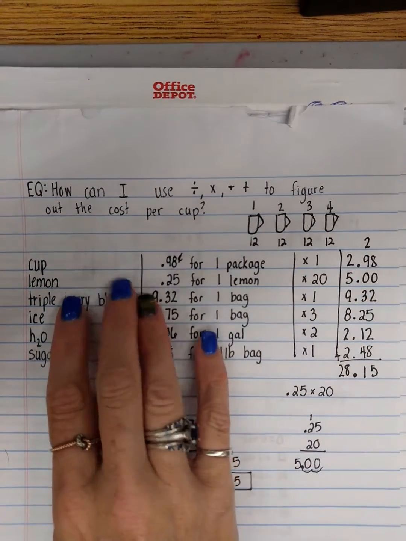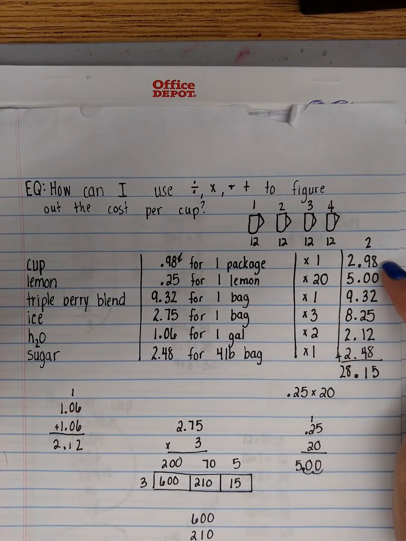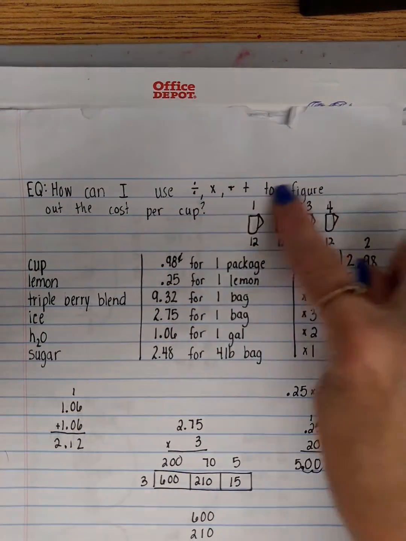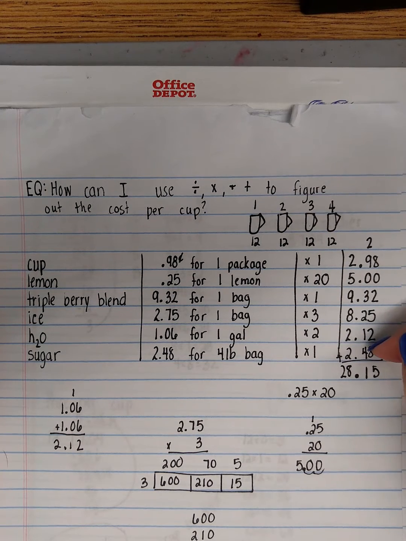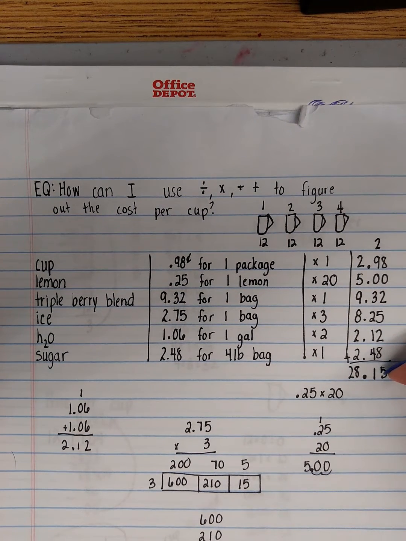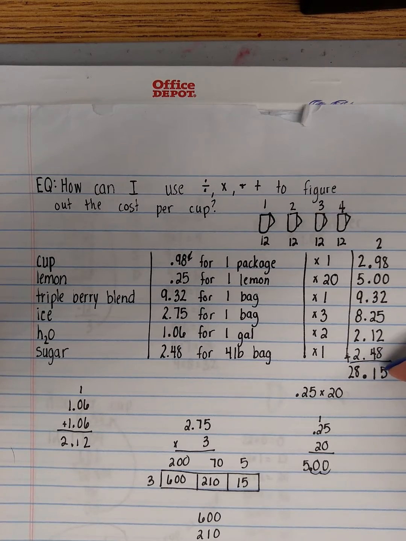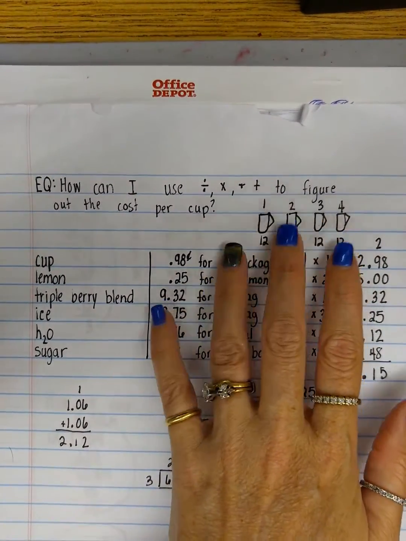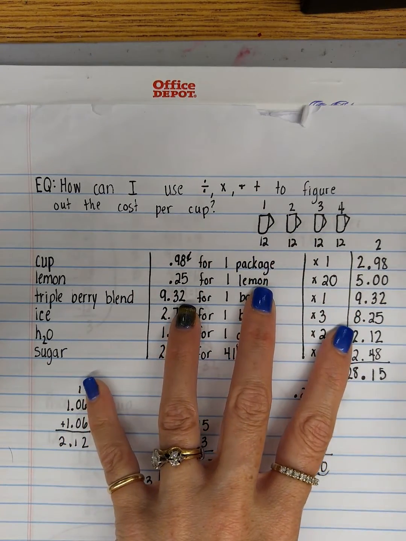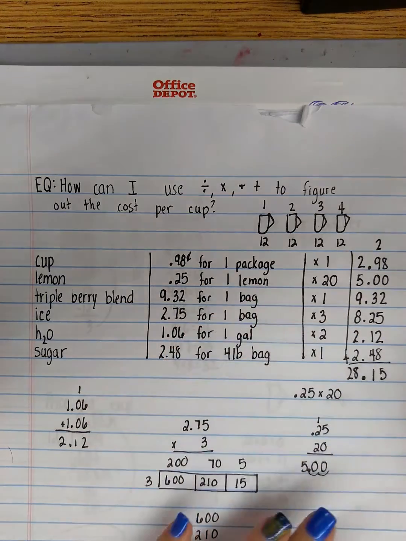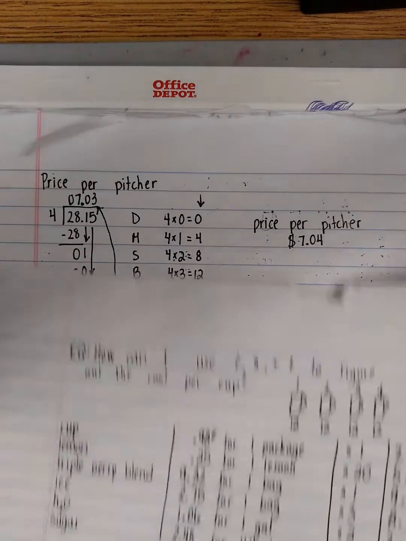Once I have figured out the cost of each consumable item that would cover 4 pitchers, I then add them all together. 98 cents, $5, $9.32, $8.25, $2.12, $2.48 equals $28.15. So that is the first step of figuring out the cost to make 4 pitchers of product. The reason it's 4 pitchers of product is because that's how much product we need per day. So we're doing 1 day's worth of product.